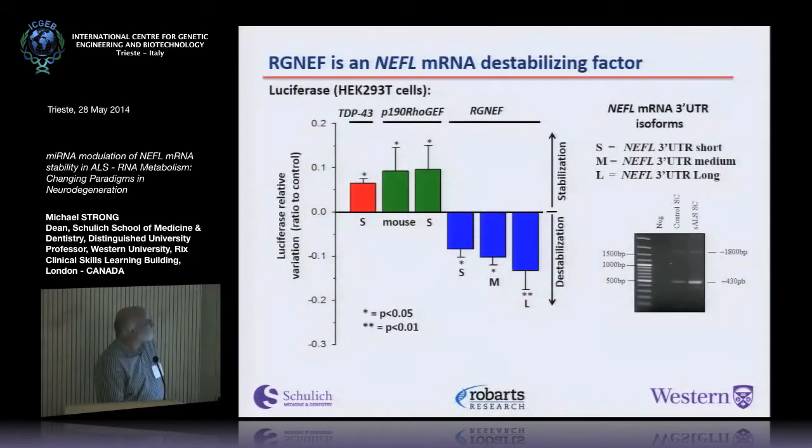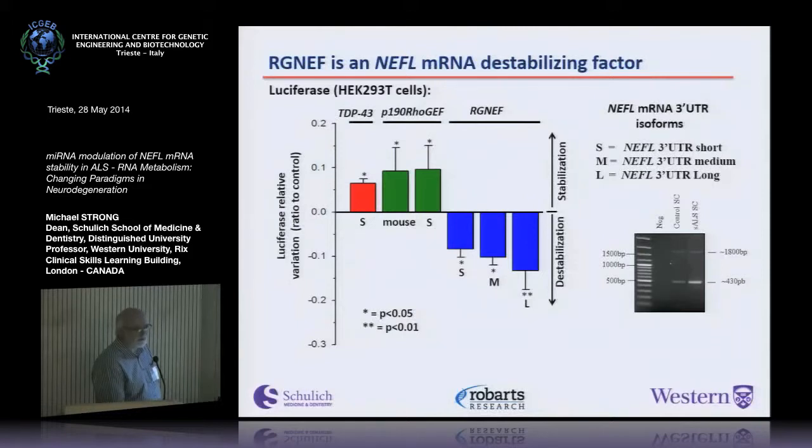And so here's the luciferase assay results. I'm going to spend a minute on this as we work our way through, but they are important. So here's TDP43 done on S, which is the small or the shortest isoform. There's M and L sitting in here. We had previously shown that TDP43 stabilizes NfL messenger RNA, and so we got further example of that here. P190 RhoGEF does it as well, stabilizes. This is what Schlepfer had reported.